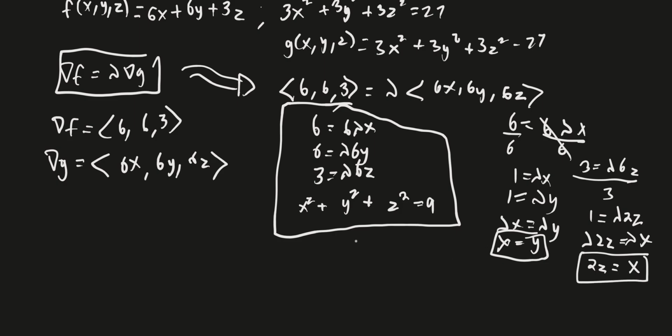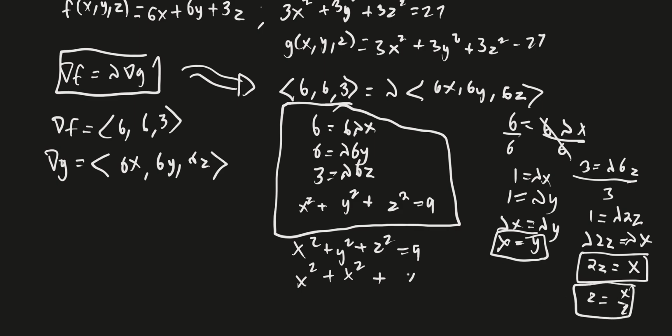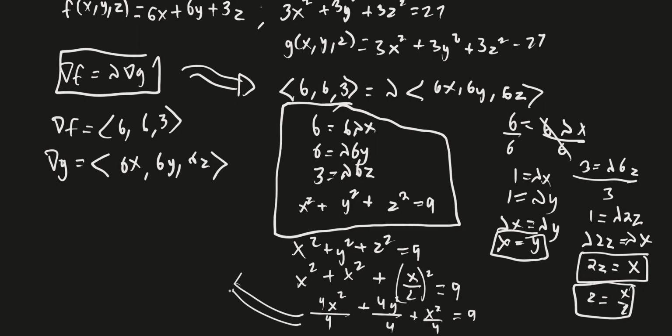Given all these things, we can think about our constraint. x squared plus y squared plus z squared is 9. x is y, so we can substitute x for y, so it's x squared. And then z is x over 2. That's what we know. So z is x over 2, and squared, it's equal to 9. That's beautiful. I'll write it as 4x squared over 4 plus 4y squared over 4 plus x squared over 4 is 9.